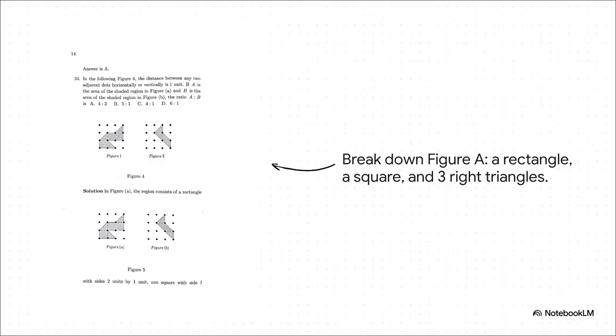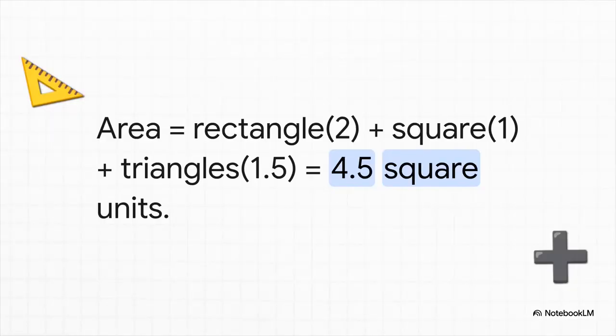Watch how simple figure A becomes when you just draw in a few lines. See? It's really just a 2x1 rectangle, a 1x1 square, and 3 small right-angled triangles. That's it. So let's add it up. The rectangle has an area of 2. The square has an area of 1, and the 3 triangles, well, each one is half a square, so they add up to 1.5. That gives us a total area for figure A of 4.5 square units.